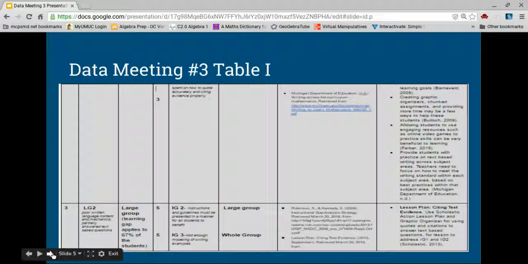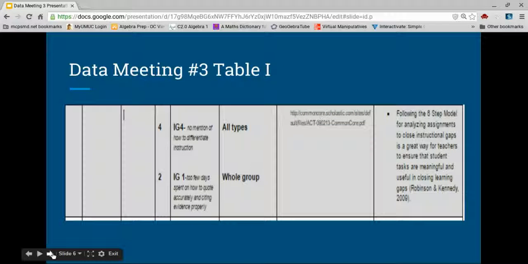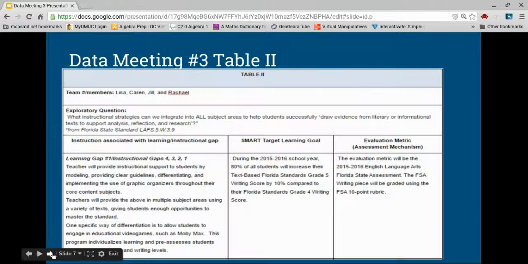Here you see Table 1, where we found that all of our learning gaps connected back to our instructional gaps. Throughout our data meeting, we also referenced our original artifact tracking sheet to guide us in filling out Table 1. Next, we focused on Table 2, in which we developed SMART goals for each of the learning gaps. We wanted to ensure that the SMART goals were attainable, but also thinking that the assessments directly tied back to our exploratory question.